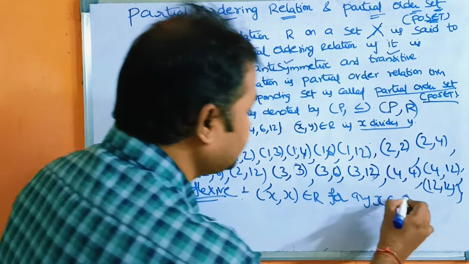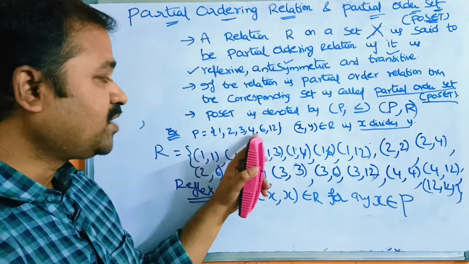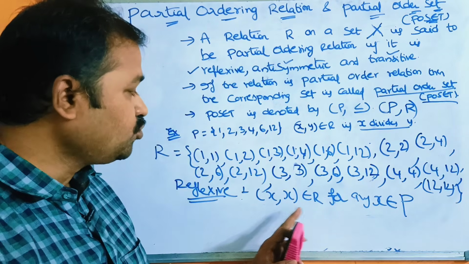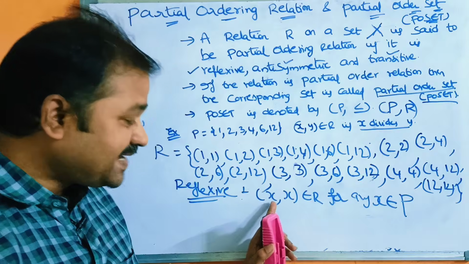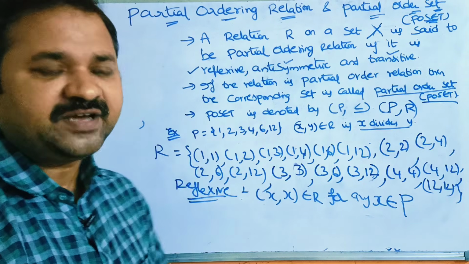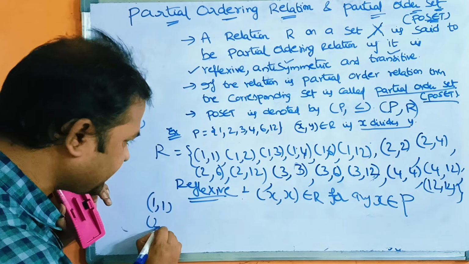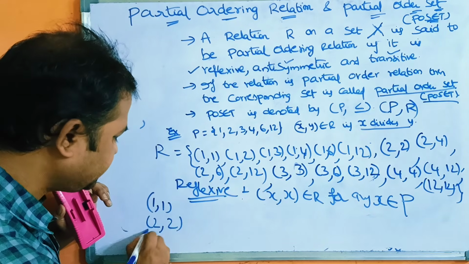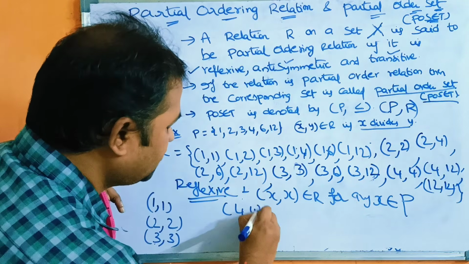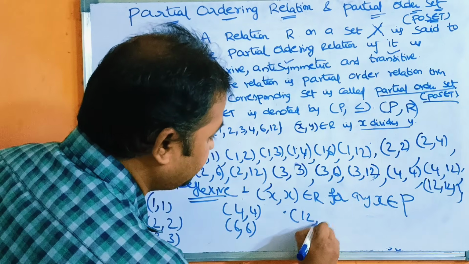So what is the name of the set? P. So here what are the elements of the set? 1 comma 2 comma 3 comma 4 comma 6 comma 12. If 1 comma 1 belongs to R, 2 comma 2 belongs to R, here these x's are nothing but elements of the set. If these are present in the relation, then we can say that it is a reflexive relation. So 1 comma 1, what is the next element? 2 comma 2, next 3 comma 3, next ordered pair 4 comma 4, next ordered pair 6 comma 6, next ordered pair 12 comma 12.